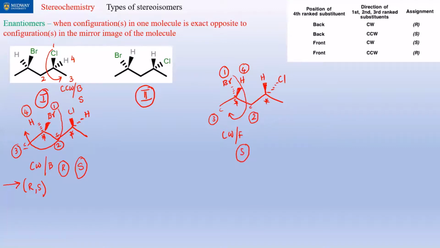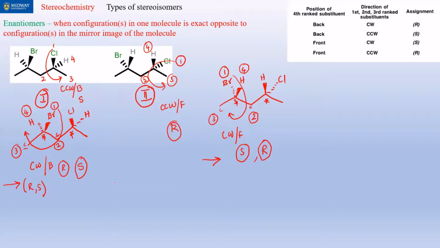For this carbon, again left to right, let's do this one here. So 1, this is 4, this whole thing is 2, this is 3. You connect it, it's counterclockwise and front for the lowest priority, so that's R. So R and S. If you look at the sequence, whether you do left to right or right to left, you got to keep it consistent.